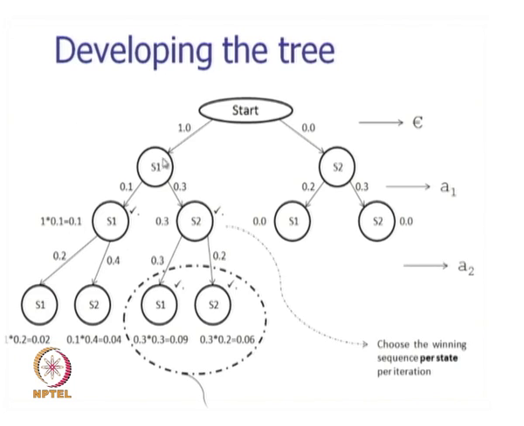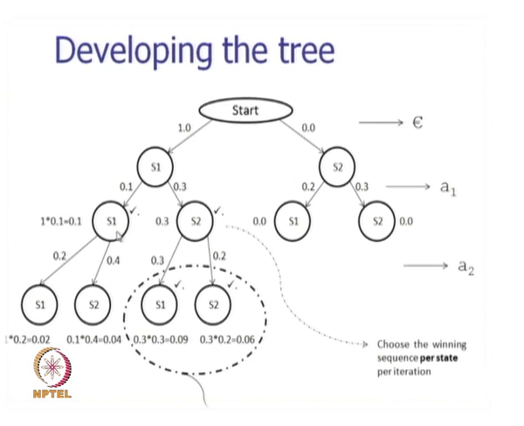The probability of the sequence S1 S1 on the observation sequence epsilon A1 is 1 into 0.1, which is the product of these probabilities, and the sequence probability here is 0.3. So, S1 S2 sequence probability given the observation sequence epsilon A1 is 0.3, and the sequence probability of S1 S1 is 0.1. Next symbol that comes in is A2.